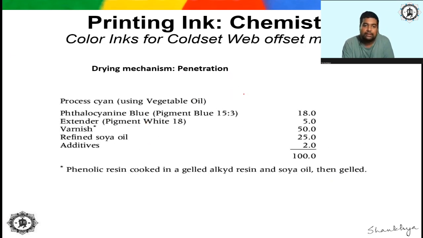This is a color ink. So we have used phthalo blue, that means it is a cyan ink. This is cyan ink, right? This is also written as process cyan, using vegetable oil. Okay. So normally Coldset inks are made with mineral oils now. That is why often it is said, and this is very important, I would like to point it out here also.